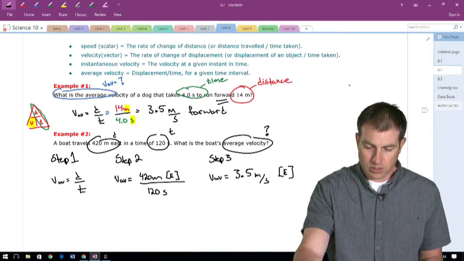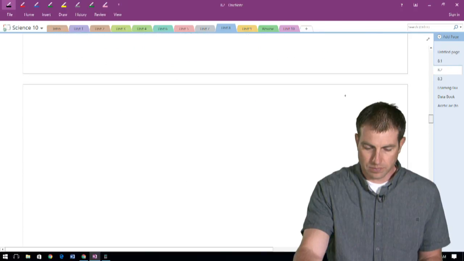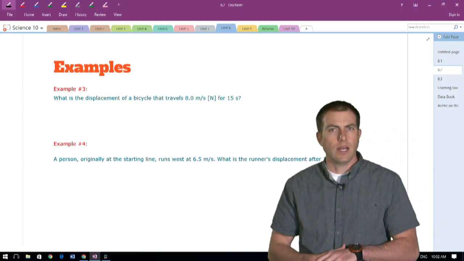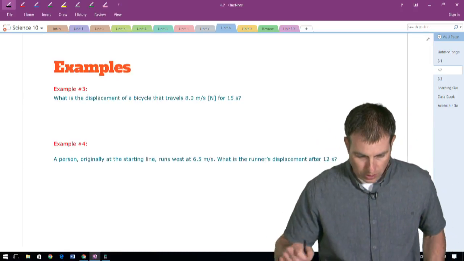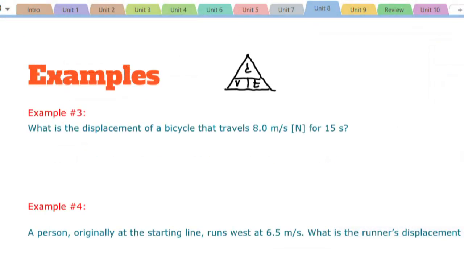The next question is asking us to find the displacement instead of the velocity. If you're on the ball today, see if you can get this one done on your own. The math's not terribly difficult, it's just setting it up. So we have velocity, distance, time. Cover up what you're trying to find. What is the displacement of a bicycle that travels 8 meters per second north for 15 seconds?